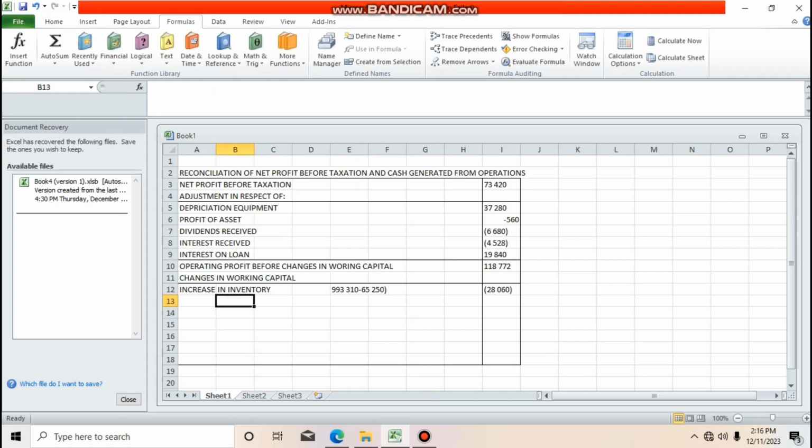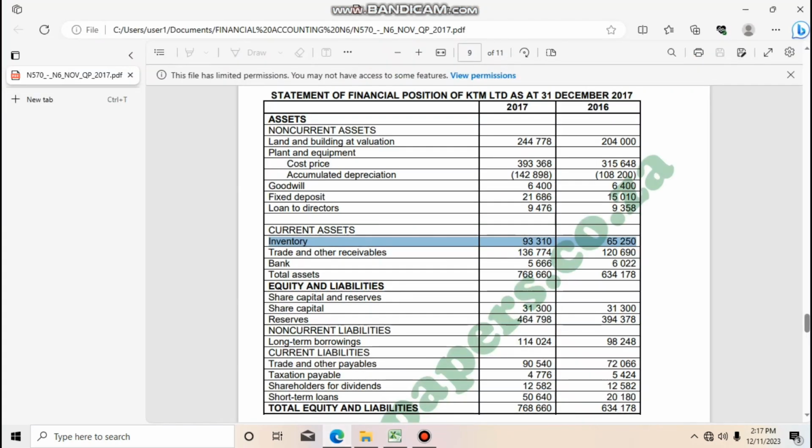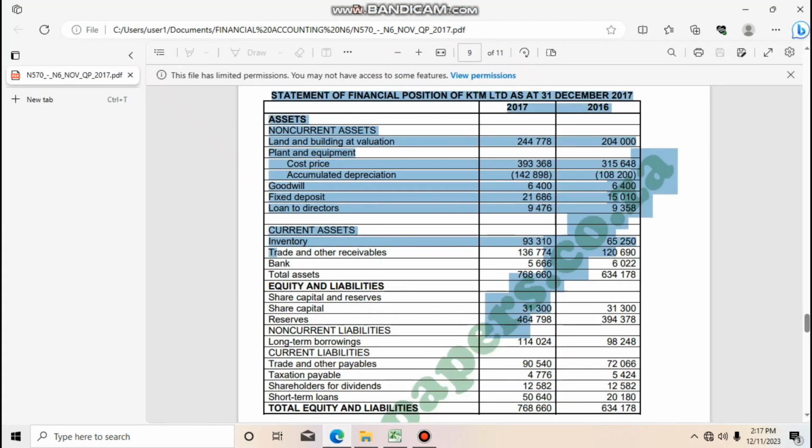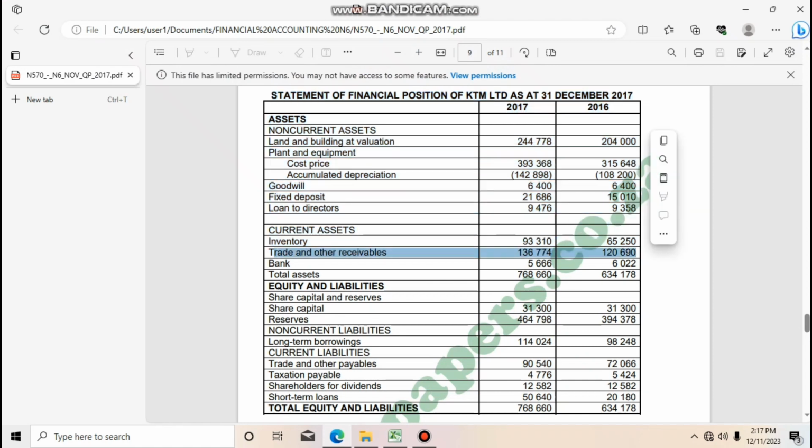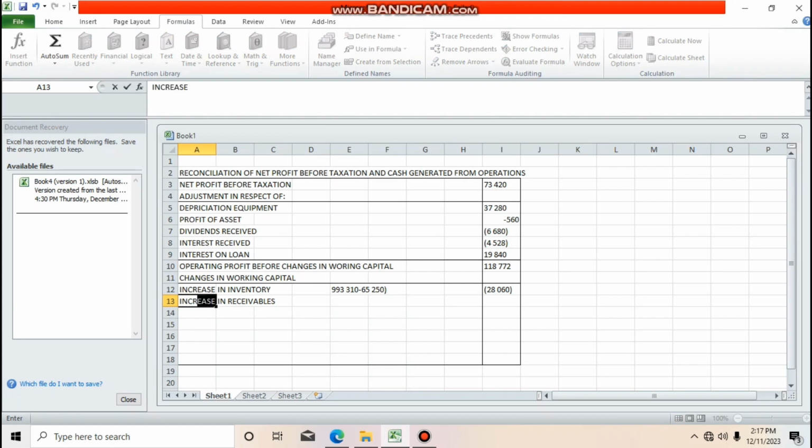So we're also going to find the changes in receivables. Same applies to changes in receivables. We're going to check changes in trade receivables. Here's the trade receivables amount. So we're going to check the previous amount. We had 120,690, and the current amount we have 136,774. Same applies here. It's an increase, right? So we're going to have an increase. So we're going to find the difference.